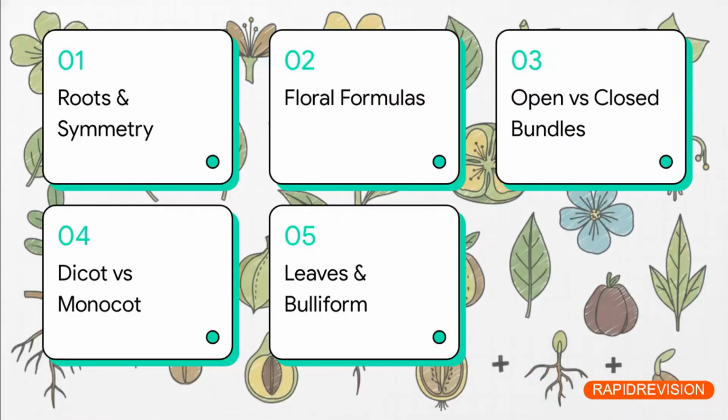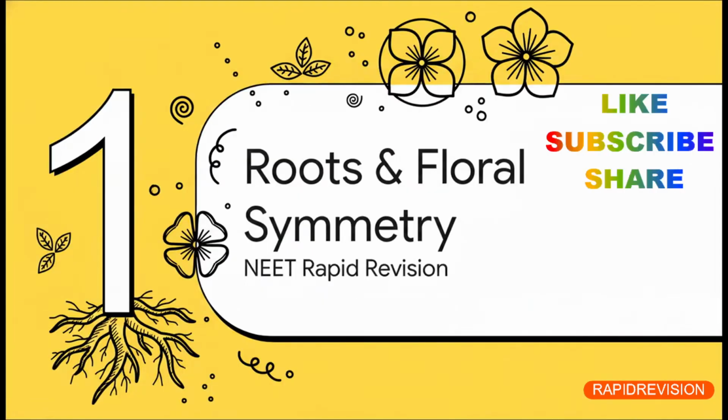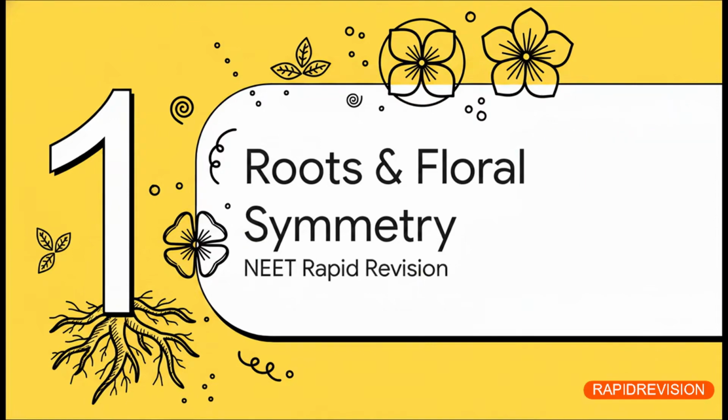All right, here's our target list for today. We're covering roots and floral symmetry, then those tricky high-yield floral formulas. After that, we'll tackle open versus closed bundles, dicot versus monocot structures, and we'll wrap it all up with leaves and bulliform cells. Okay, keep this visual checklist in your mind. Let's dive in with full momentum. First section up, roots and floral symmetry.